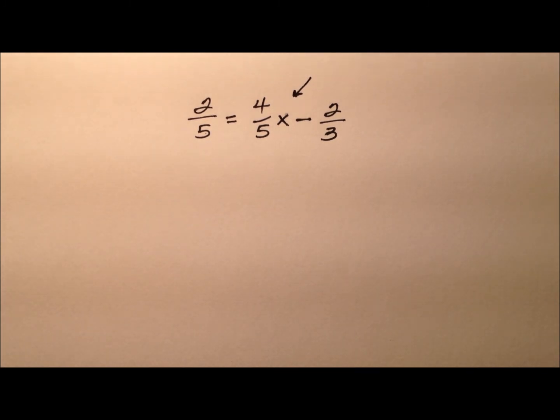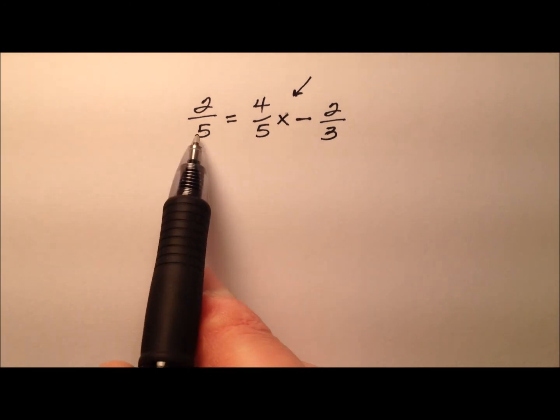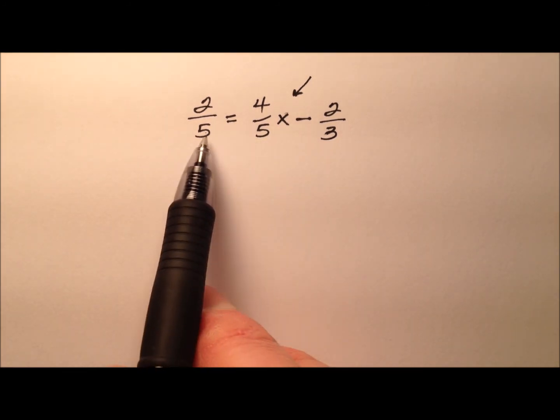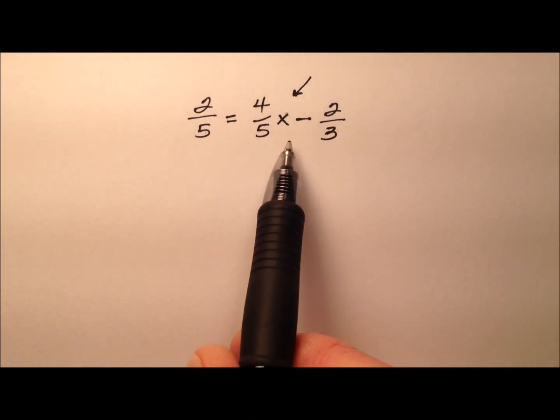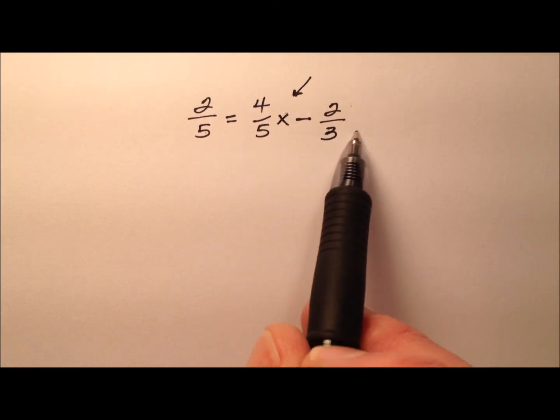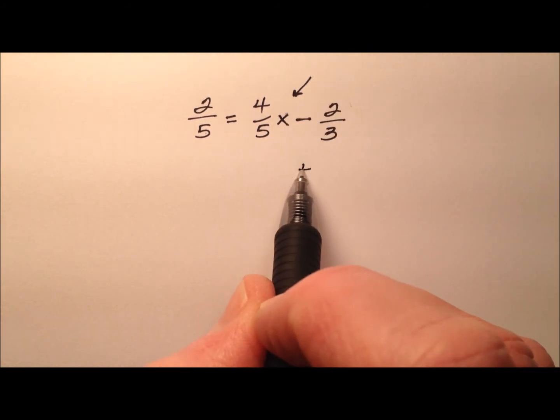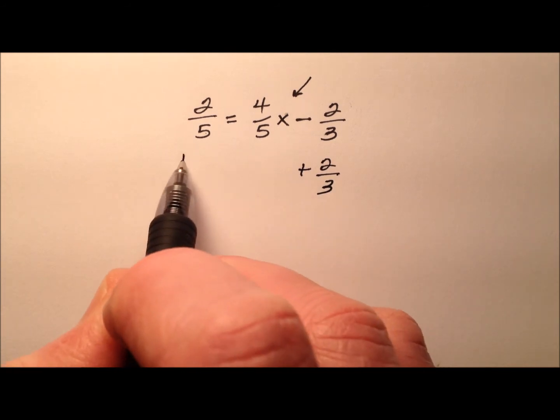And I think that when the equations are more difficult and there's lots of terms, that's a good way to go about doing this. But since these are fairly simple fractions and it's only a two-step equation, I'm just going to work with the fractions. So the first thing I'm going to do, I need to get rid of this negative 2/3. So let's add 2/3 to both sides of the equation.